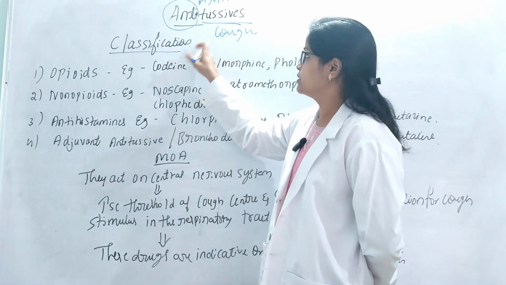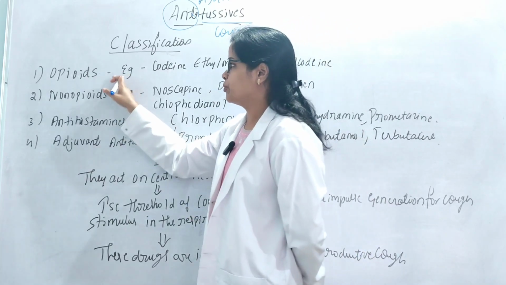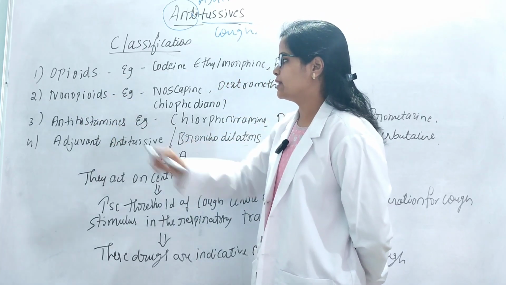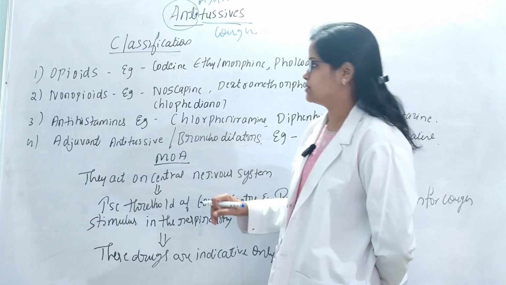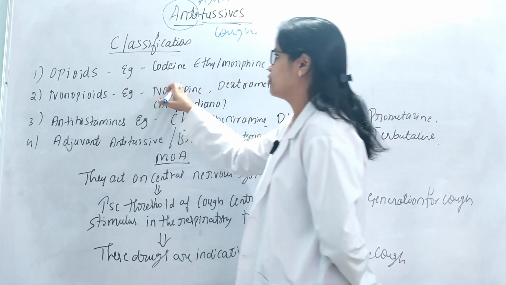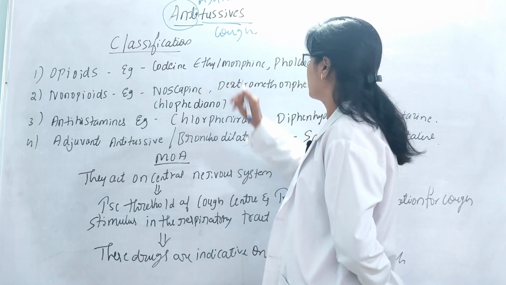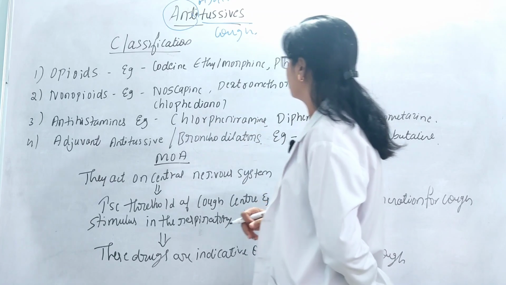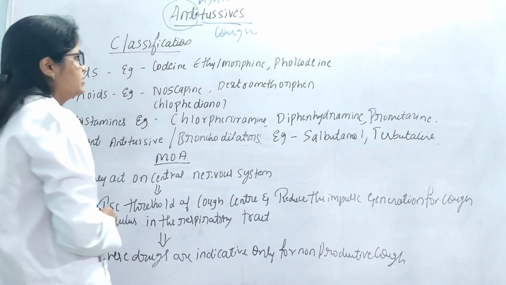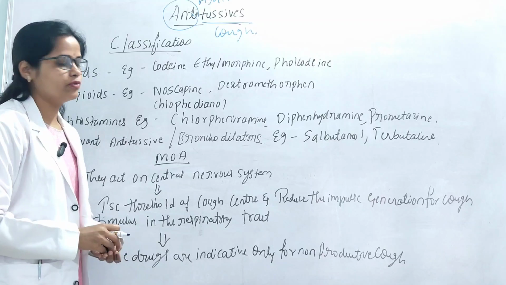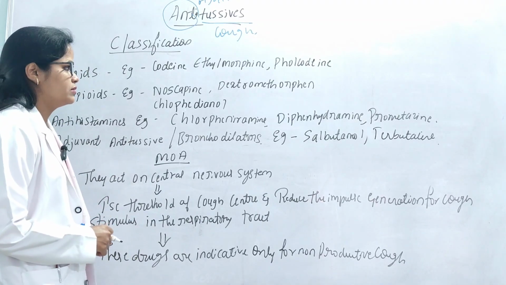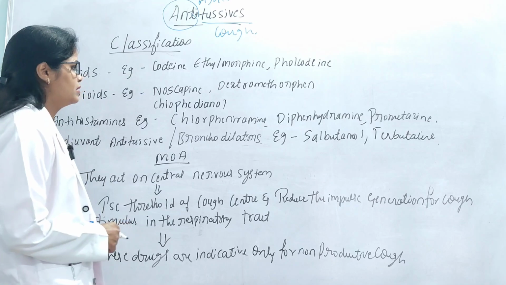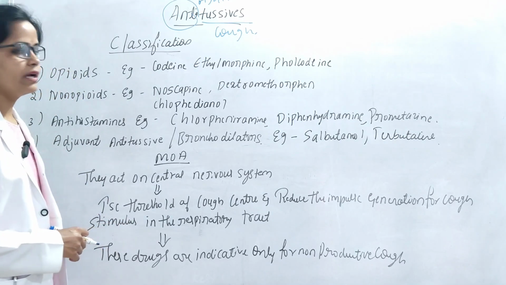Here the classification of antitussives: opioids, non-opioids, antihistamines, and adjuvant antitussives, which are bronchodilators. Examples for opioids: codeine, ethylmorphine, and pholcodine. Examples for non-opioids are noscapine, dextromethorphan, and clofedanol.